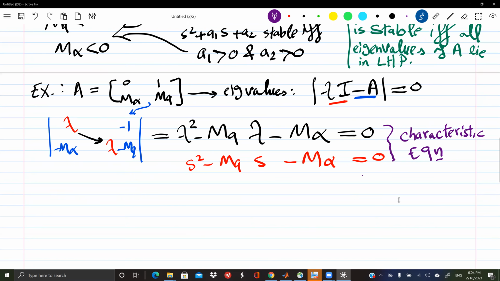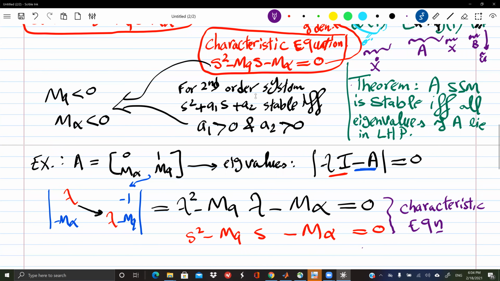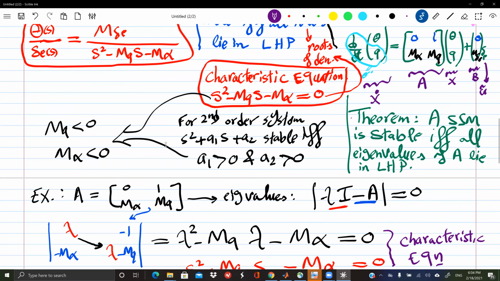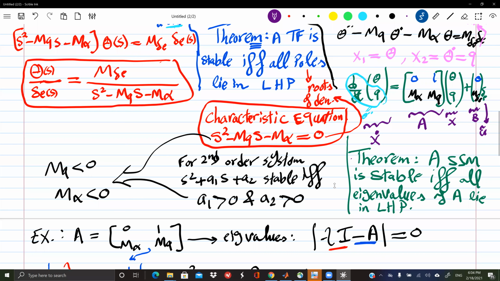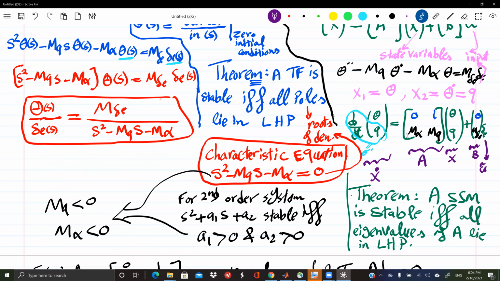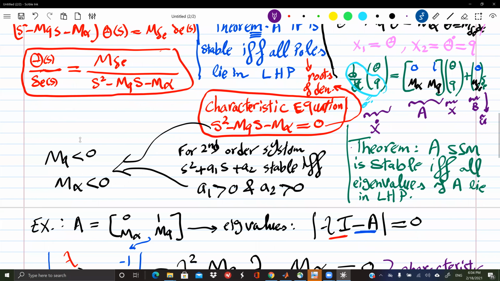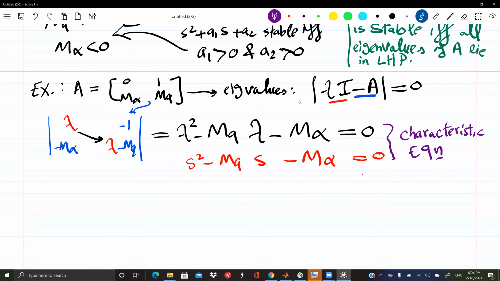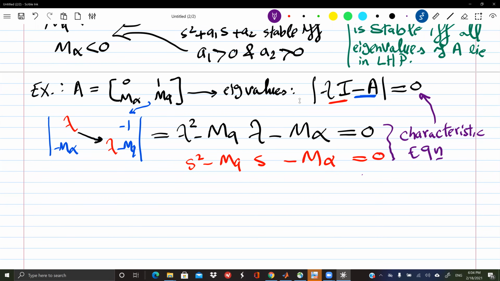How do I get it? I get it if I have a transfer function, it's just the denominator equals 0. If I have a state space model, it's the determinant of lambda I minus A equals 0. And in either case, it's exactly the same.